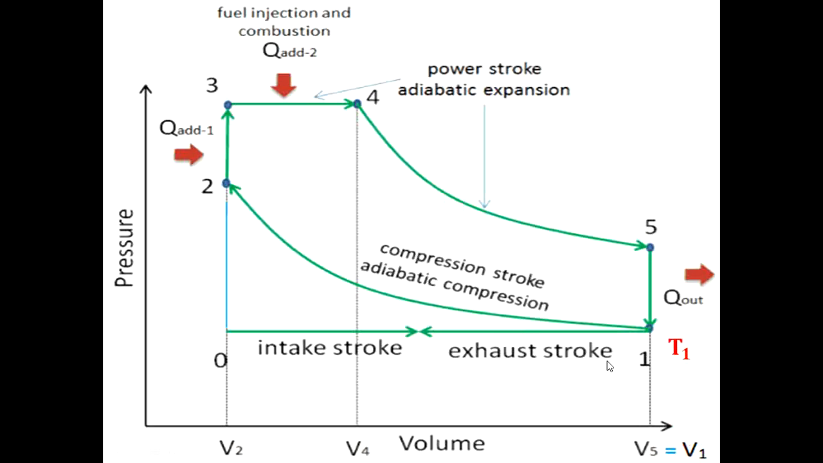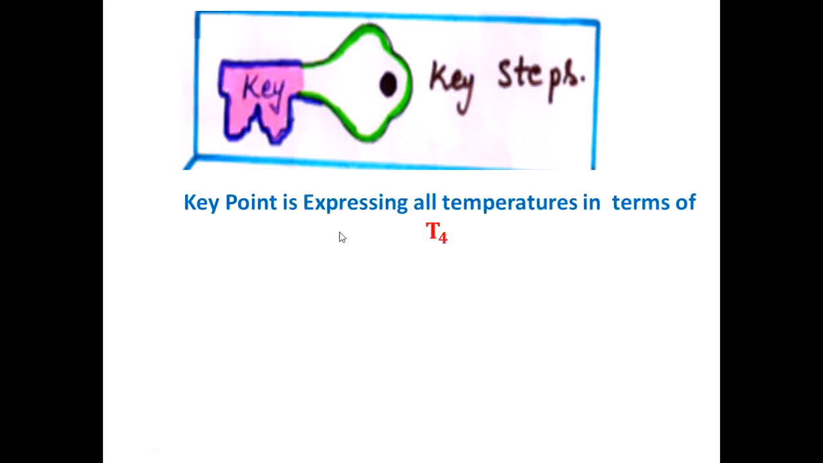So the temperatures are T1, T2, T3, T4, T5. What is the key step to derive this equation properly? You want to express everything in terms of T4. T4 is your maximum temperature, as already noted on the PV diagram. Therefore, you want to express every temperature in terms of T4 only.